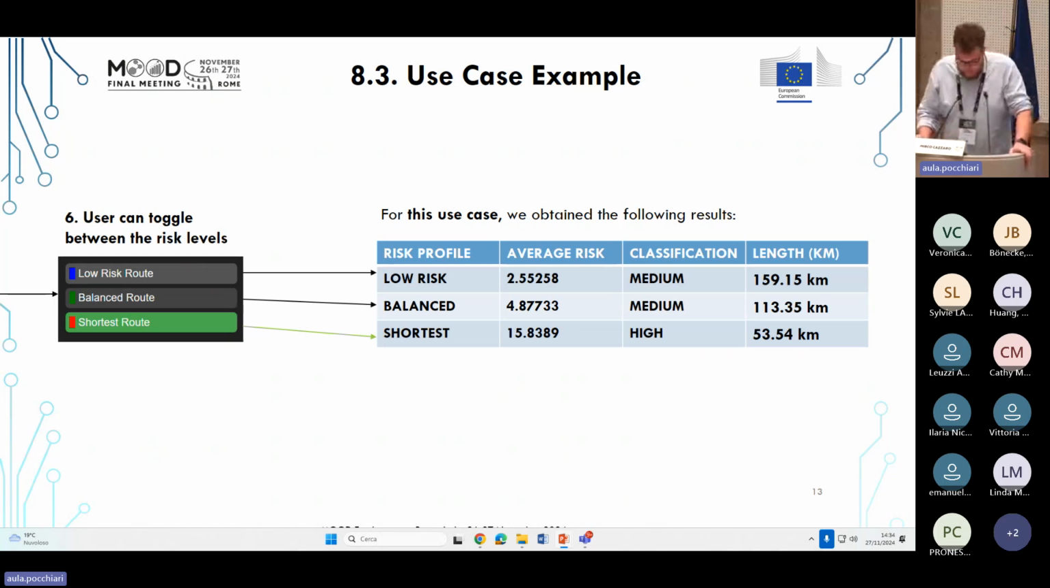And for this simple use case, I can point the laser, we can see how the shortest path, which is, as I told you, the shortest path without any consideration about the buffer risks, has a lower length, like 53 kilometers. It has an average cumulative risk index of 15.8, and it is classified, as I showed before, as high risk. While the balanced and low-risk routes are way longer, like 2 or 3 times, they can effectively reduce the overall risk in the path.